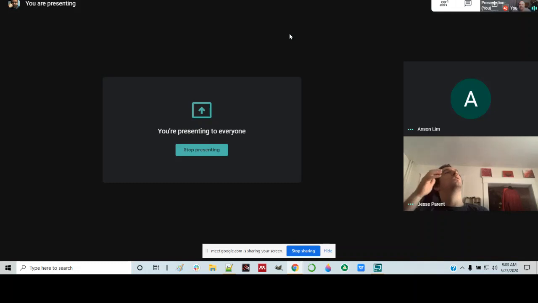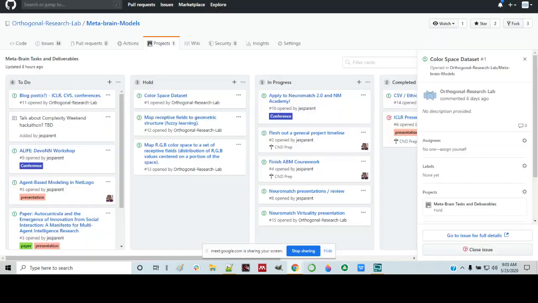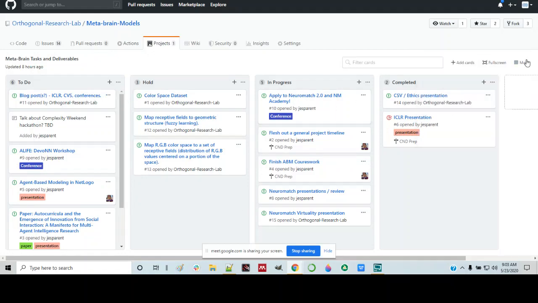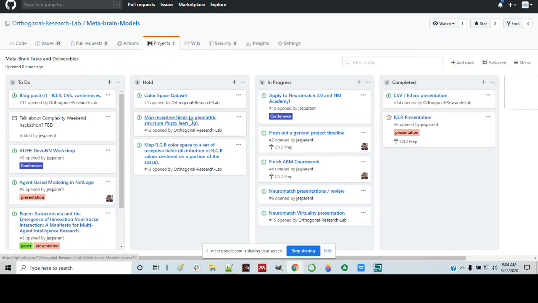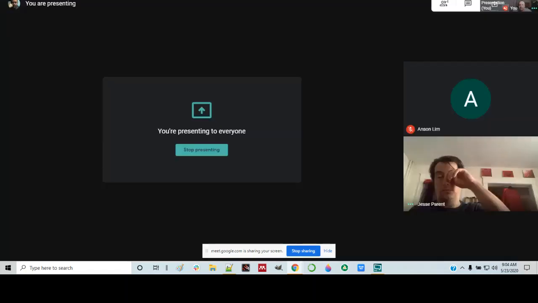So I was just talking to Anson about this. This is the MetaBrain Models board, and I see that Jesse has a lot of things on it. I might go over it later in the meeting. This is the color space data set, which is issue 1. I split that up into two other things, number 12 and number 13. One way to do this is to walk you through some of the things you might try to make this go from a data set to a platform, something useful for the project.